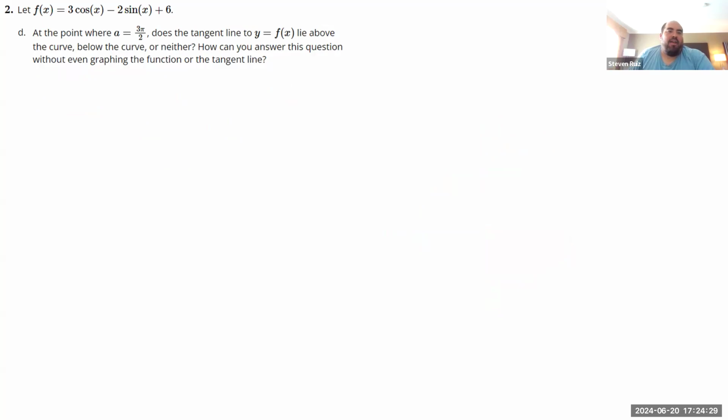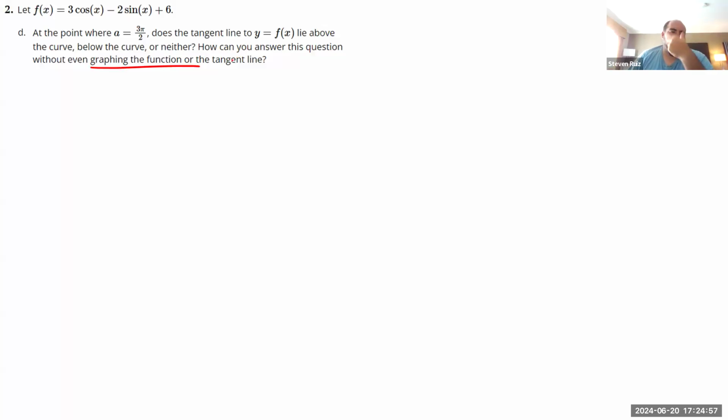All right, finally, part D. At the point where a equals 3 pi over 2, does the tangent line to y equals f of x lie above the curve, below the curve, or neither? How can we figure that out without even graphing the function or the tangent line? Okay, so this last question kind of gives us some guardrails. I don't want to graph the function. So I don't really want to think about what's going on around 3 pi over 2.